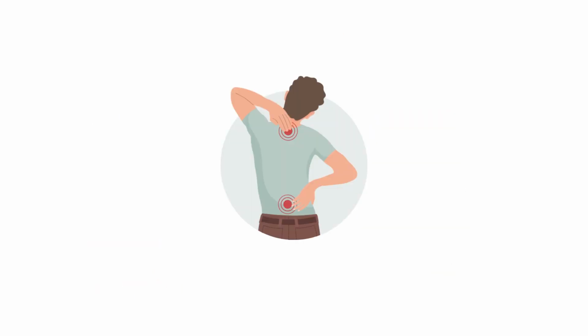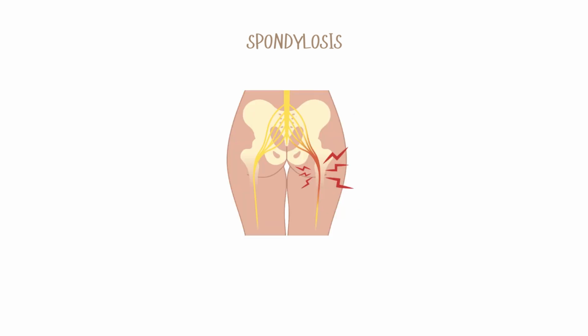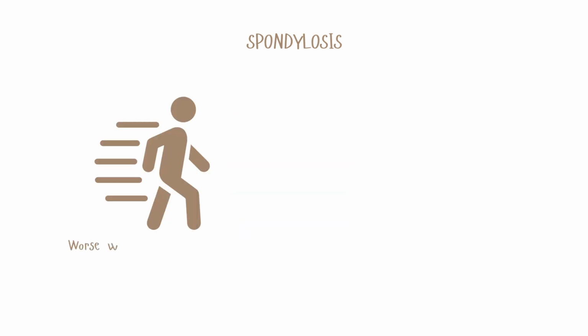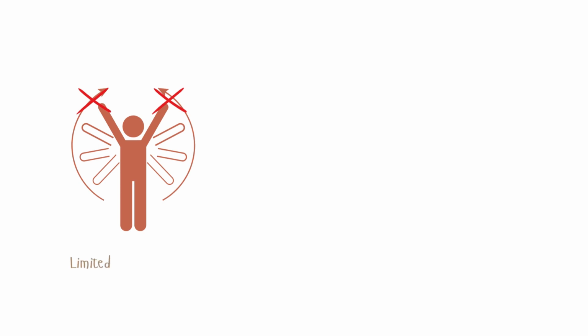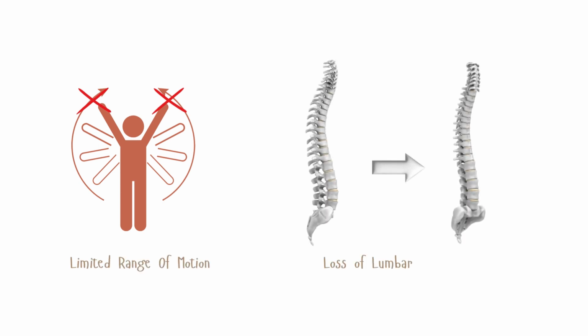Osteoarthritis commonly affects the cervical and lumbar spine, known as cervical spondylosis and lumbar spondylosis. Symptoms include localized pain in the neck or low back, with possible radiation to the arm, butt, and legs due to nerve compression. Pain is usually worse with movement and better with rest. Physical examination may show limited range of motion, loss of lumbar curvature, and a positive test for nerve compression.